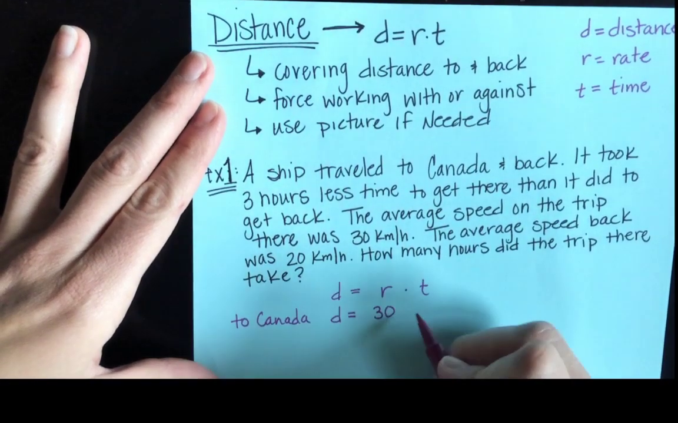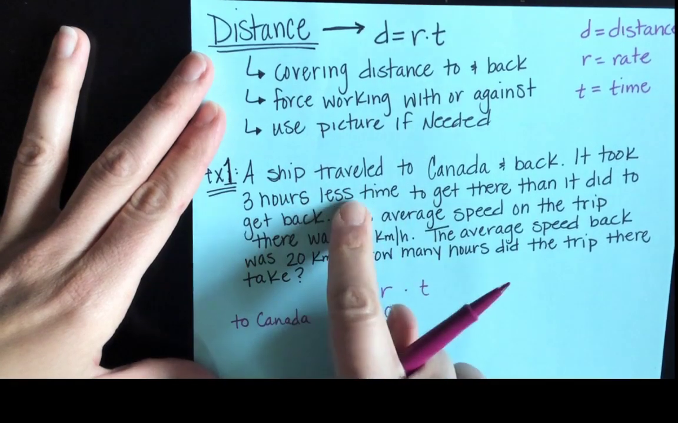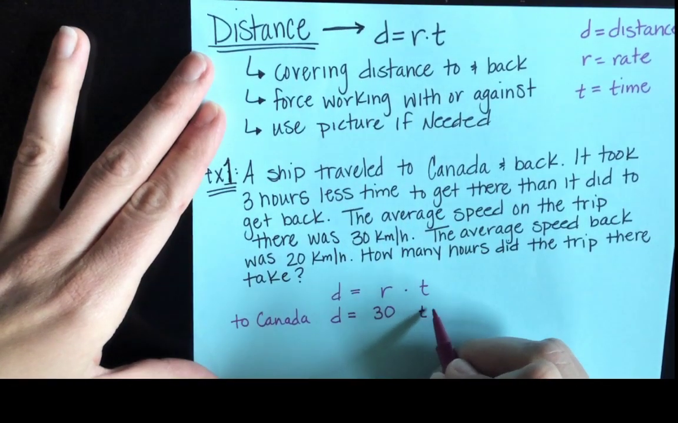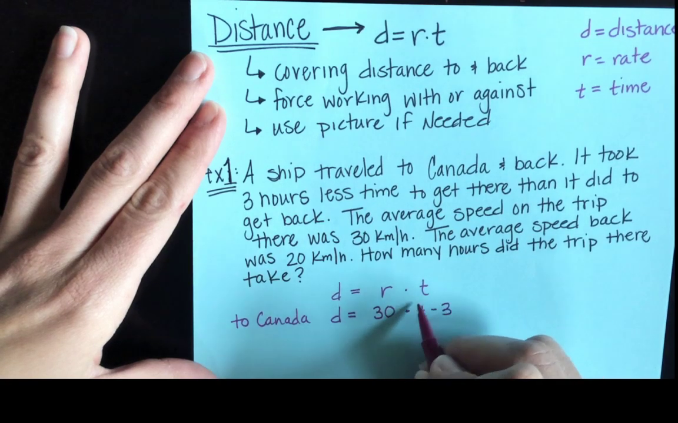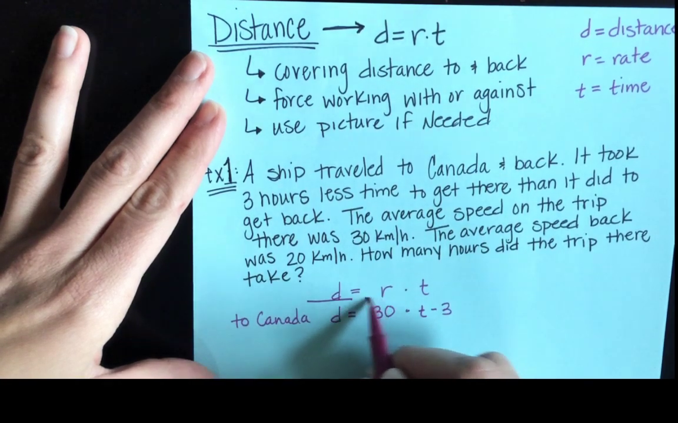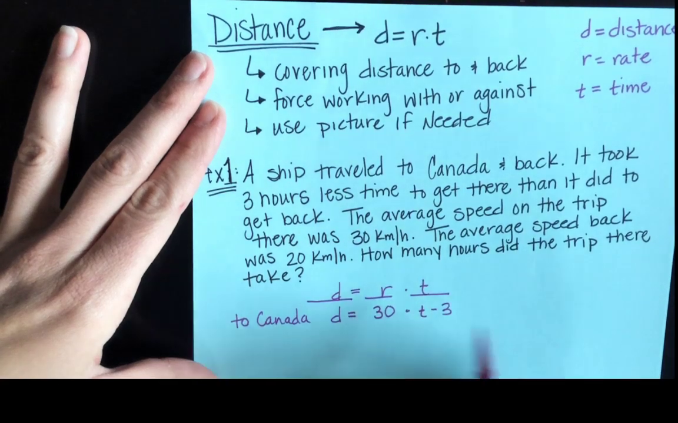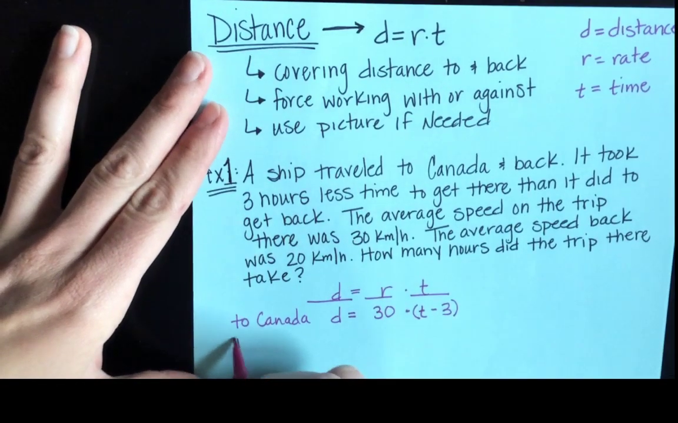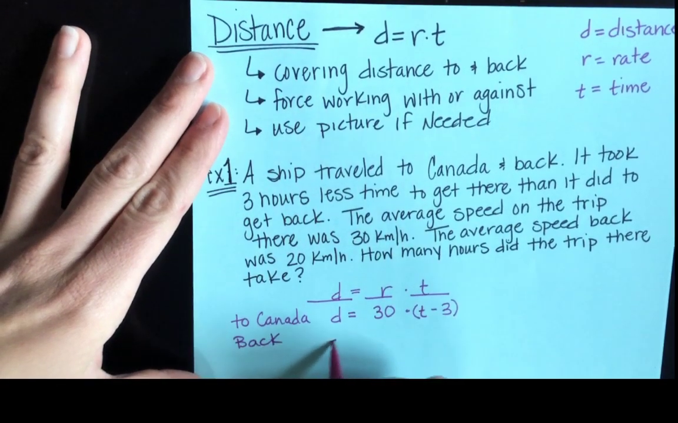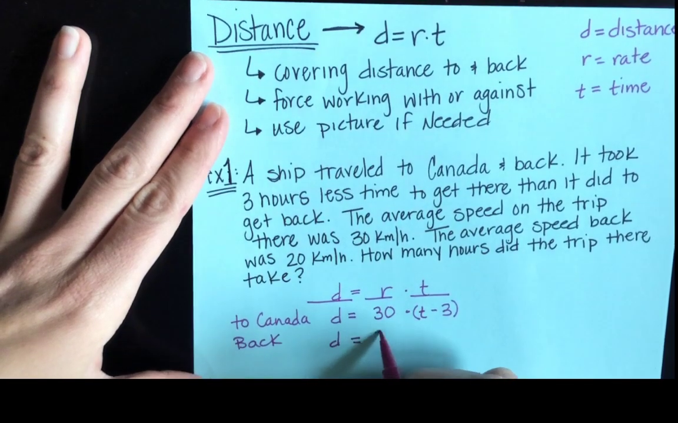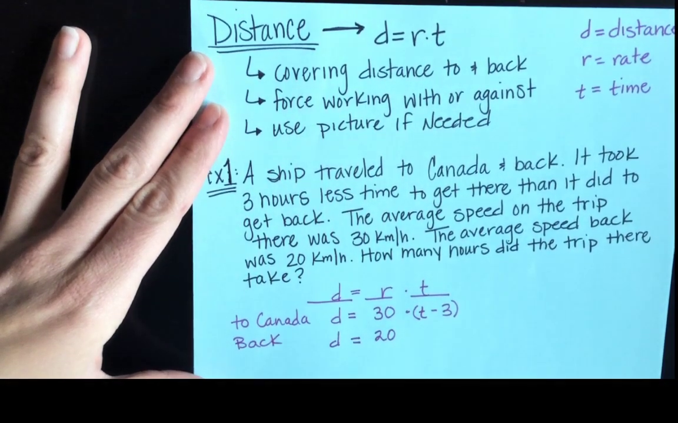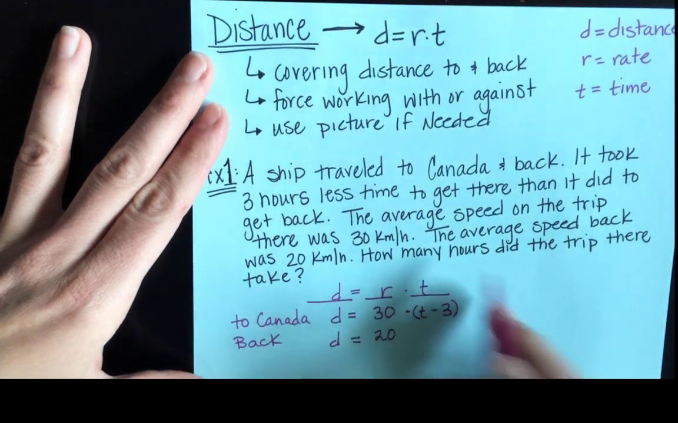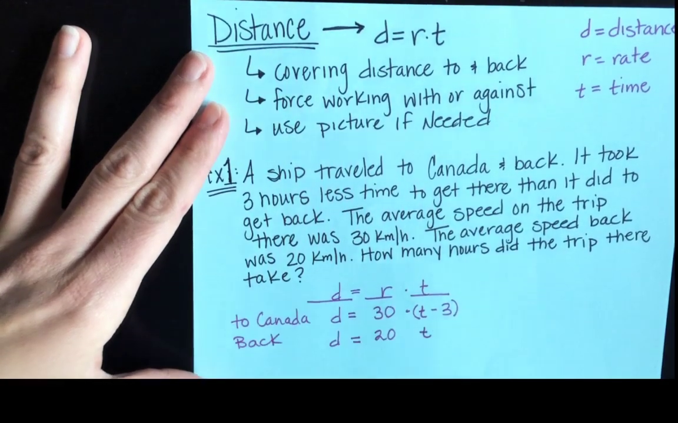So I want to do this because the first thing it says is it took less time. I'm going to designate this as T minus 3. So when we talk about distance, rate, and time in our table, T minus 3, because that meant it had less time. Back, we have distance equals, and it talks about our speed back was only 20 kilometers per hour. And our time, again, we don't know.